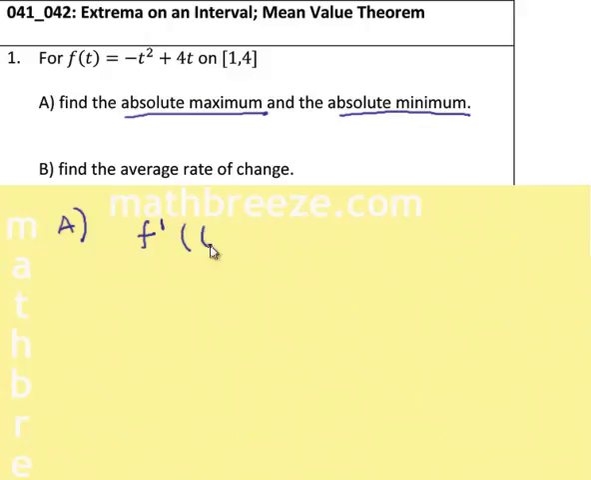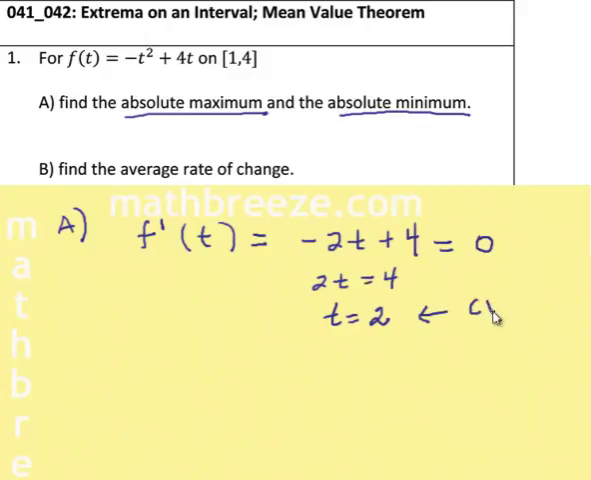to 0. So let's take the derivative, just use the power rule, and we have -2t + 4, and we want to set this equal to 0 and solve. So we have 2t = 4 and t = 2. So this is our one critical value. Notice f'(t) exists everywhere, so we don't have any critical values of the other type.